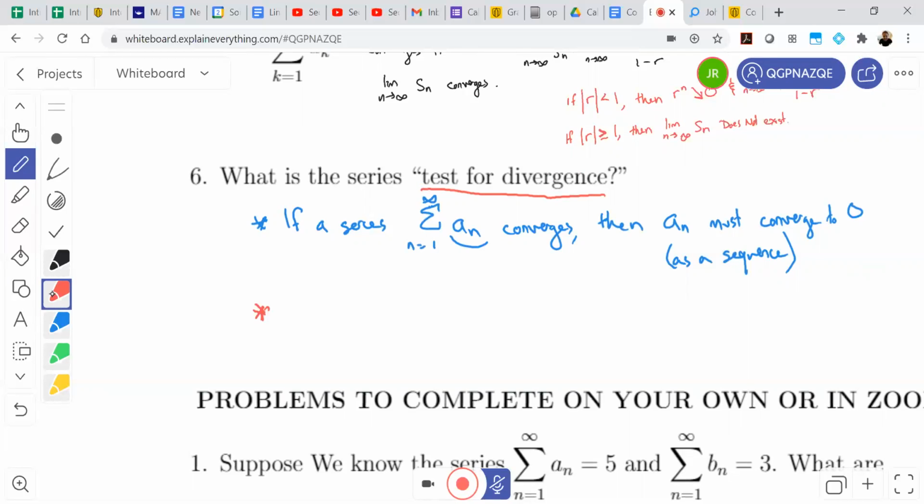And here's where you can really see it as a test for divergence. Equivalently, we can write: if our a sub n as a sequence does not converge to 0, then the corresponding series, the series of a sub n's, must diverge.